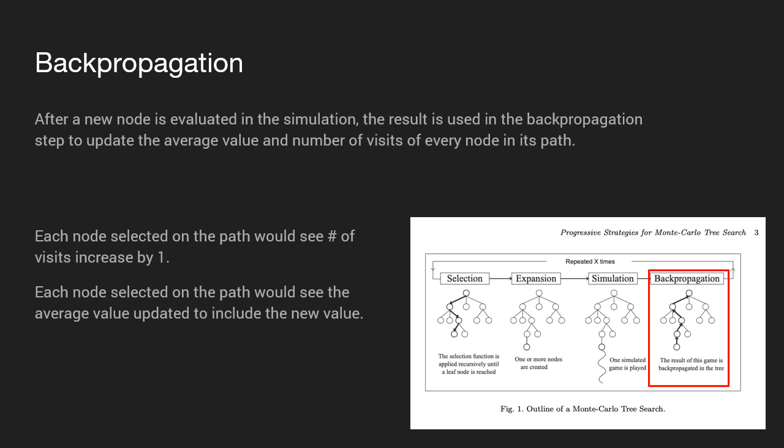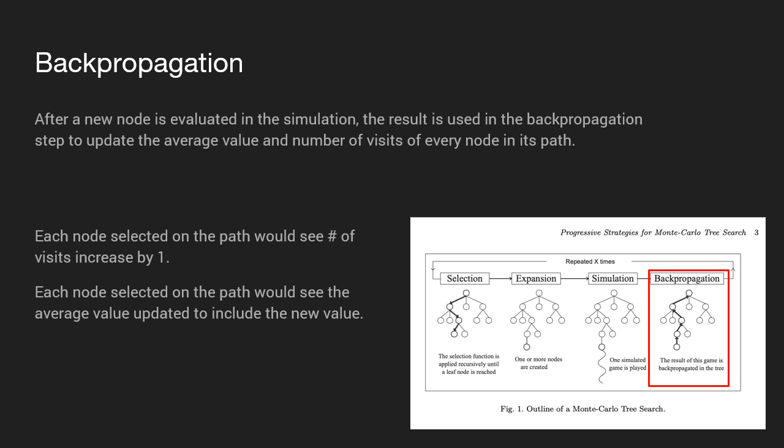So say, for example, we do a tic-tac-toe simulation. We get to the end, X wins. We get a result of 1. After we get that, we trace back the path that we took in selection. And for each node on that path, we're going to increase the number of visits by 1. And then we're also going to update our average value to take into account this new value that we have.